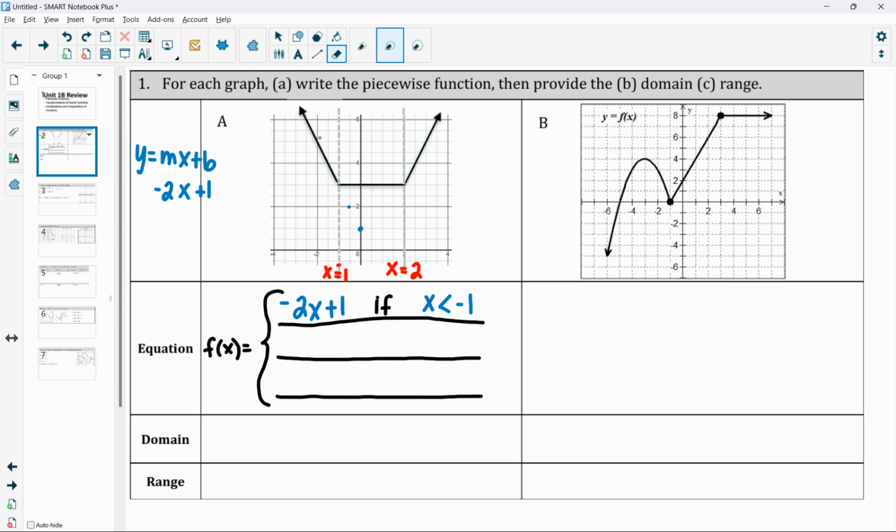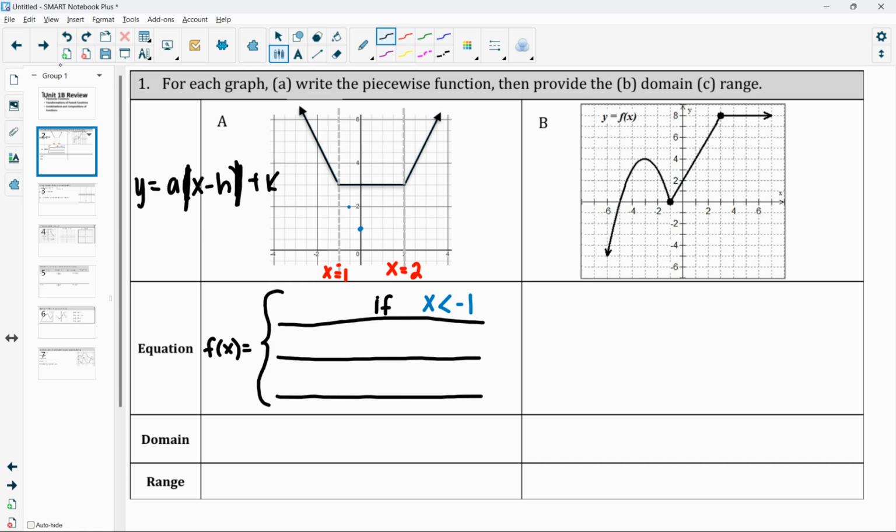Another way you can do this, and it doesn't matter, you can choose either way, is by using transformations of the parent function. So if I wanted to write this using transformations, then I would just recognize that it's a linear function. So you can think of it as a times x minus h plus k. I just have a linear, so I don't have any exponents out here. If it was a quadratic, I'd have a squared, or if it was an absolute value, these would be absolute value bars. This one's just linear.